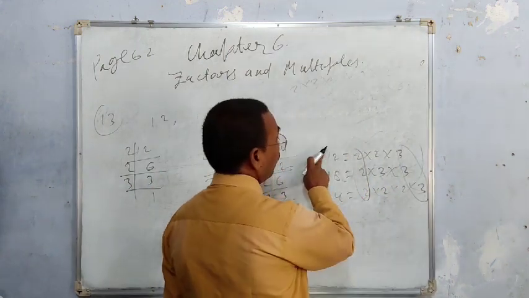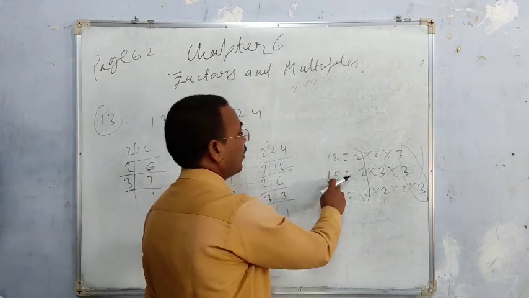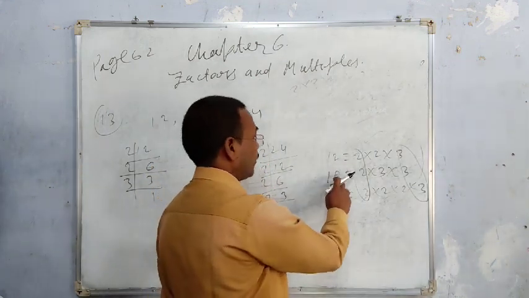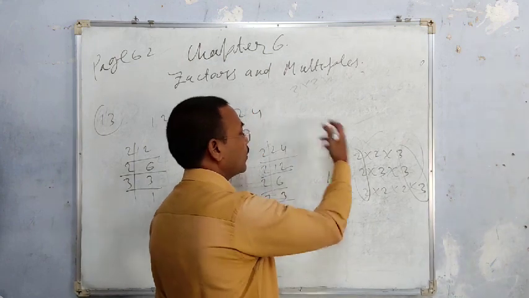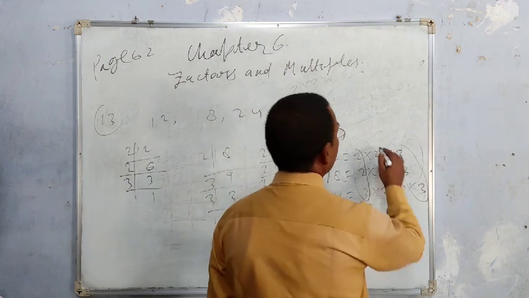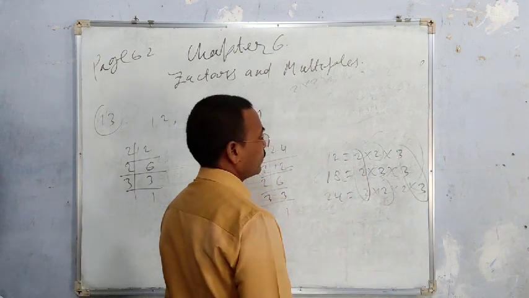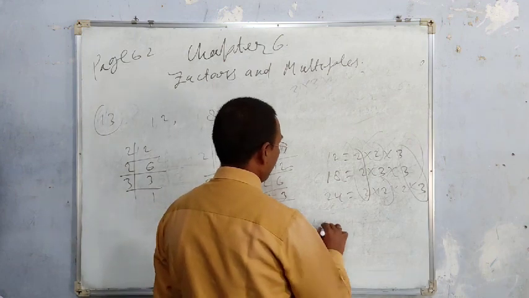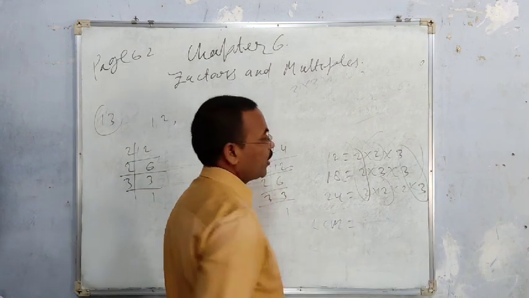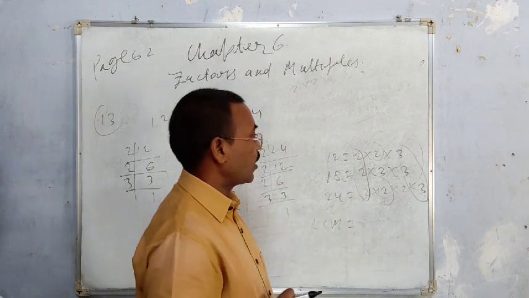That is here. After that, you select the common factors of 12 and 18, then common factors of 18 and 24 also, and then common factors of 12 and 24 also. So see here, 1 pair of 2 is common here. That is LCM.